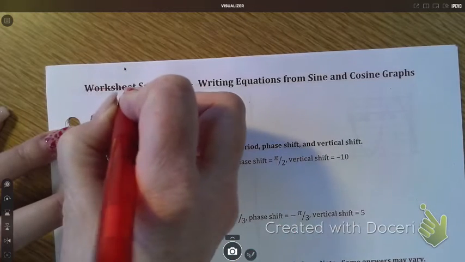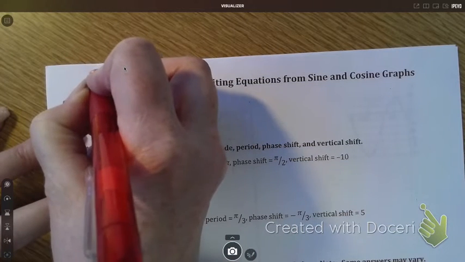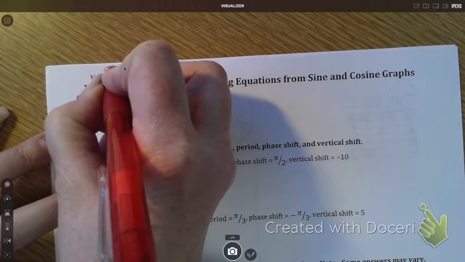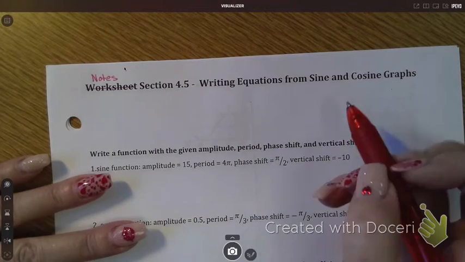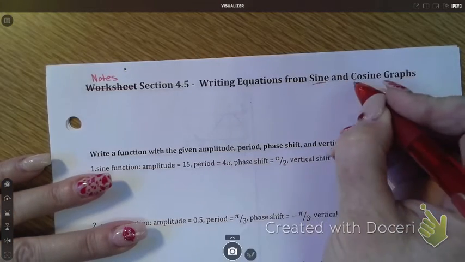Okay, so we are going to the second part of 4.5. So this is notes, not a worksheet. This is basically your homework for tonight. What we don't finish in class, you will finish. So let's finish.